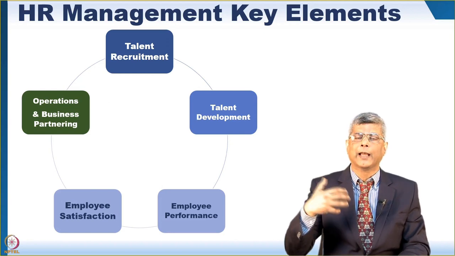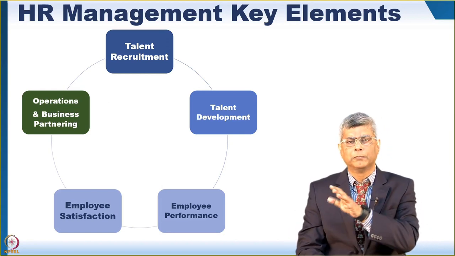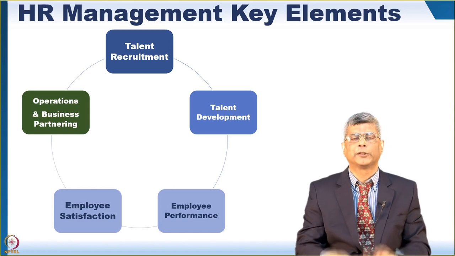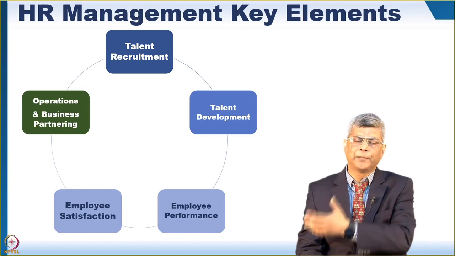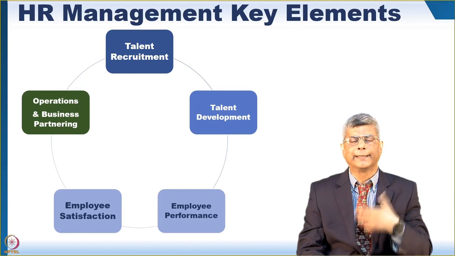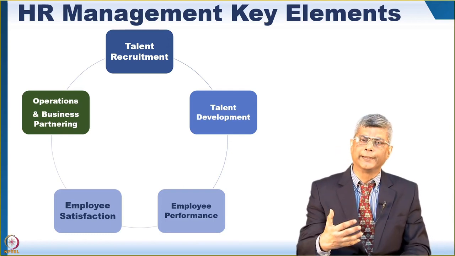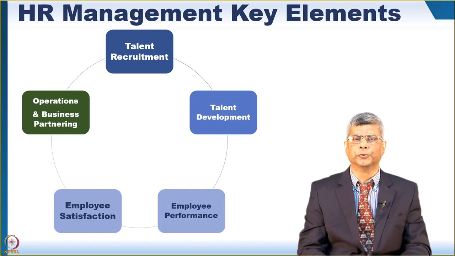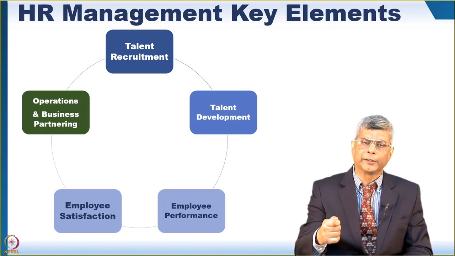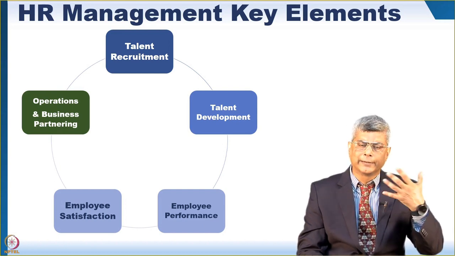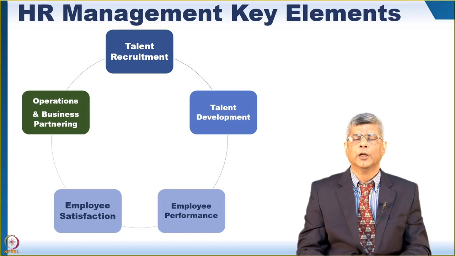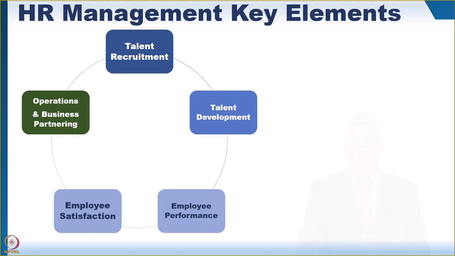The third part is employee performance. We've recruited them, developed them, but they have to perform because it's a business. And then, as they perform, it's important that employees are also motivated and satisfied. There are many surveys that companies and industries do to look at employee satisfaction, because if employees are not satisfied, they leave the company. And the last part, as I said, is day-to-day operations and partnering with business. So these are the five key elements of HR management. Let's look at them one by one.